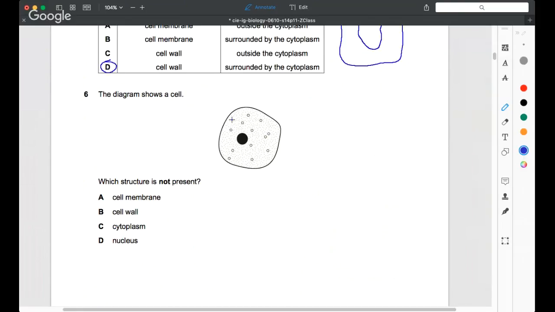So if there was no cytoplasm, then none of the rest of these organelles would be present. And these could represent any number of things. They could be vacuoles, they could be some other sort of organelle. But if you have a look, there doesn't seem to be any cell wall present. There's nothing around the outside of our cell membrane protecting it and keeping the cell rigid. So the answer is B.